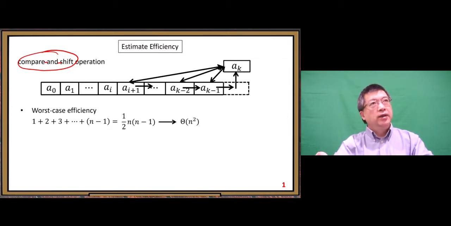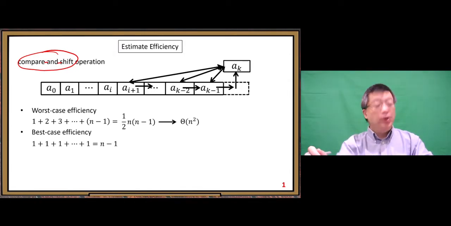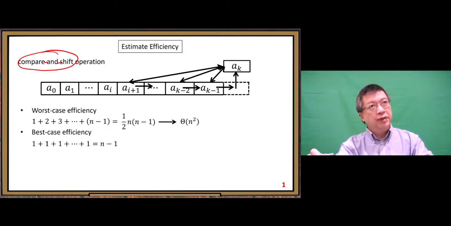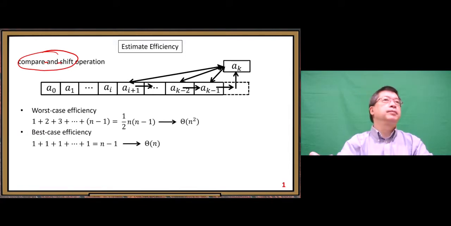The best case: every time we do the minimum number of compare and shift operations. So that's 1, but we need to do it n-1 times. So that is n-1. In asymptotic notation, big theta of n.